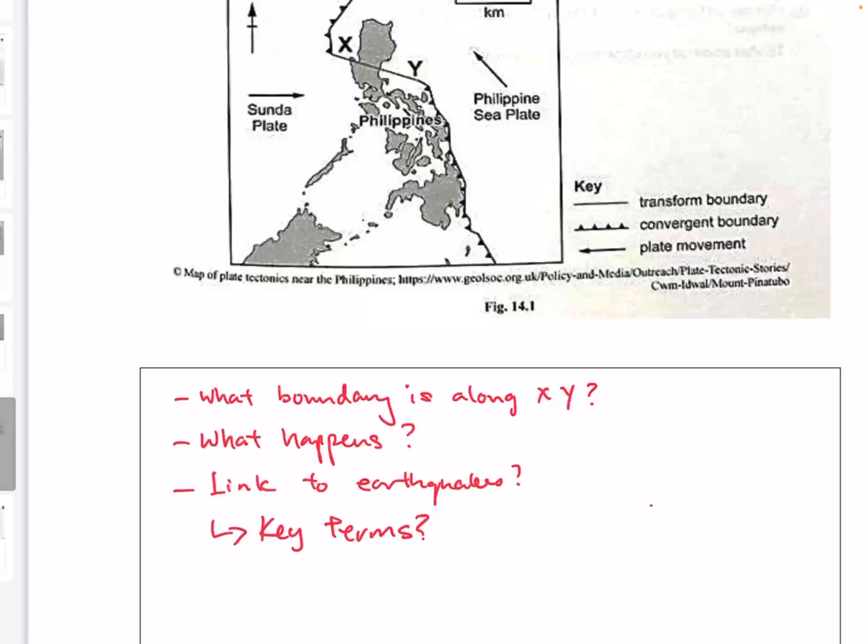What happens at this boundary? What are the key processes at this point? Recall. If you cannot recall, go into your notes, go into your textbooks, dig the information out and take a look. Okay. Finally, link to earthquakes.